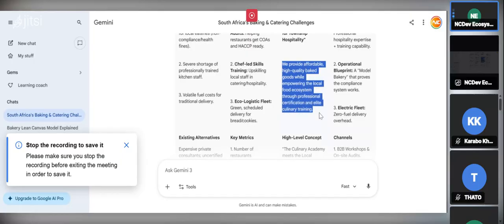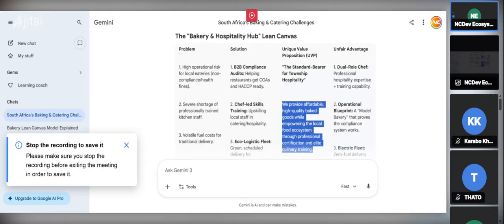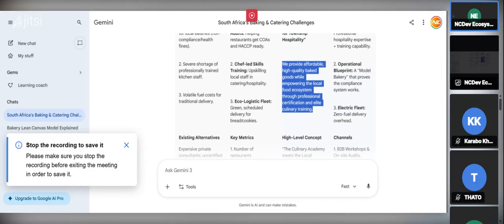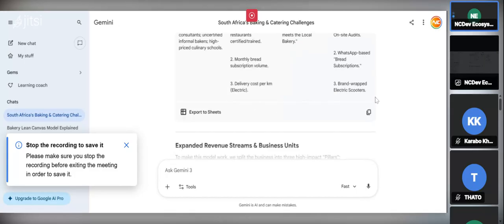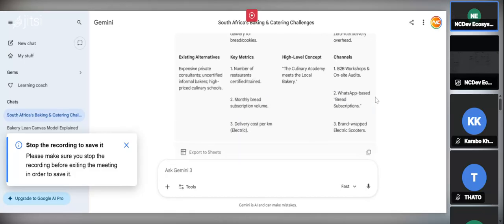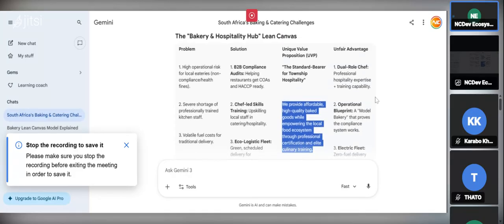You see there's now a much better one there. So the unique value proposition is now we provide affordable, high quality baked goods while empowering the local food ecosystems through professional certification and elite culinary training. Yeah, unfair advantage. Where is my customers now?